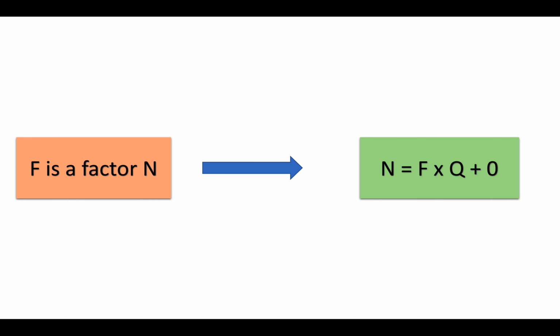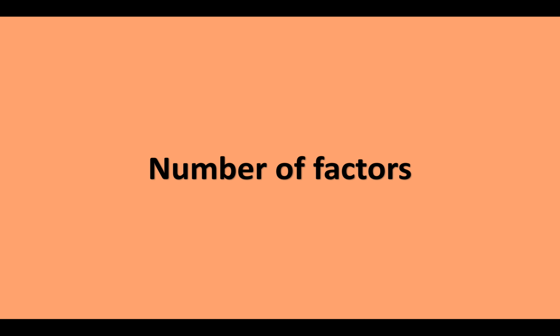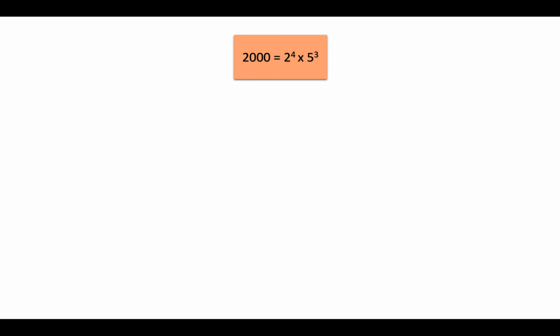So what is a factor? Let's start by defining what a factor is. If you say f is a factor of n, that means when n is divided by f, the remainder is 0. Or you can say this as Euclid's lemma as well. So n is equal to f multiplied by q plus 0, which means when n is divided by f, we obtain a quotient of q and the remainder is 0. Right. So let's start with number of factors.